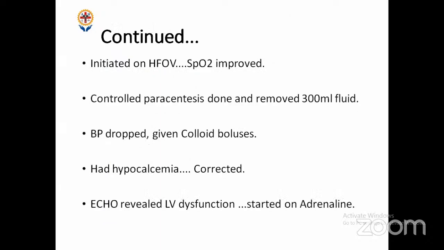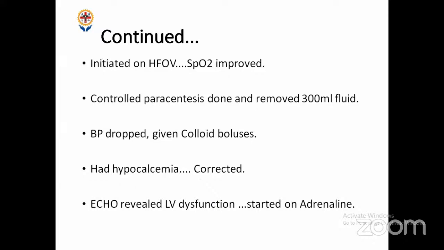So we started HFOV because SpO2 is low. And suspecting abdominal compartment syndrome, as the abdomen is very tense, we have done paracentesis and removed 300 ml of fluid. When you remove 300 ml of fluid, your vitals can go unstable. So keep the boluses ready, start the bolus and do the tapping.